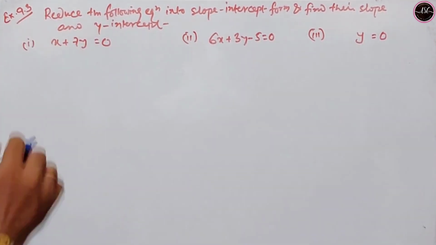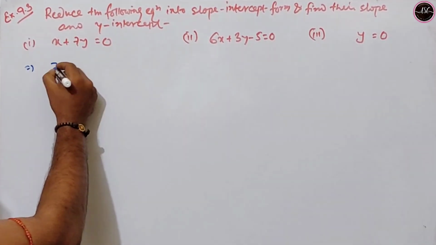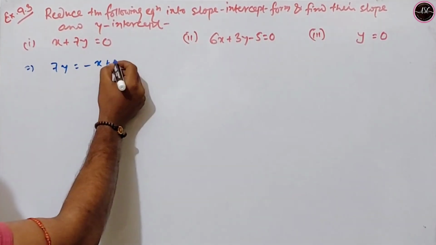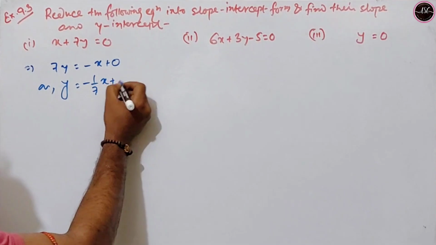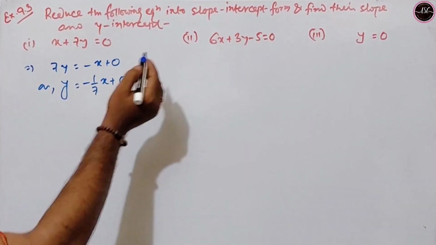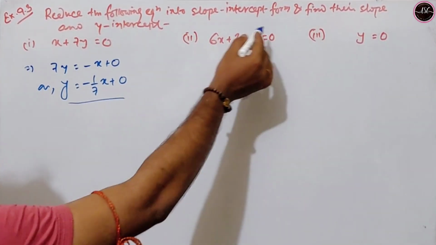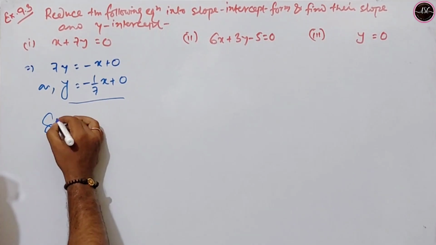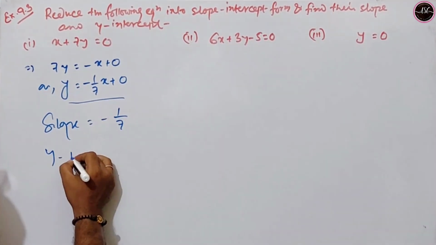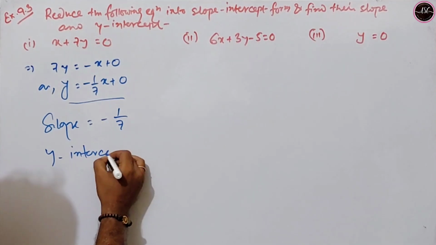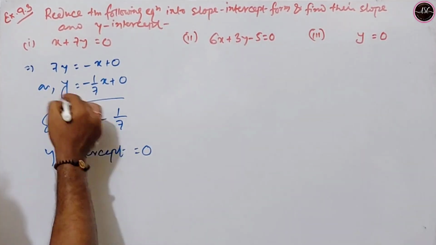Okay, so for this we can write 7y equal to minus x plus 0, or y equal to minus 1 by 7 x plus 0. So this is the slope intercept form, and the slope is minus 1 by 7, and the y intercept is equal to 0.